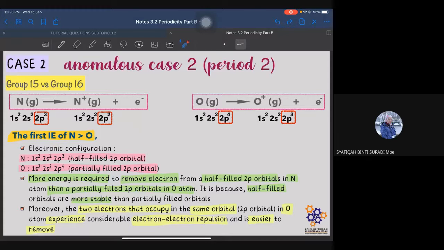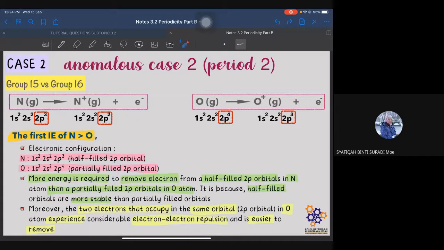So, kalau kita tengok between N dengan O. So, untuk nitrogen, the first electron that we remove is from the half-filled 2p orbital. Compared to oxygen, the first electron that is to be removed is from the partially filled 2p orbital. Okay, so between half-filled dengan partially, half-filled lagi stable. So dekat sini kita buatlah dia punya electronic configuration macam biasa untuk kita tunjukkan yang ini adalah half-filled 2p orbital, ni partially filled 2p orbital.